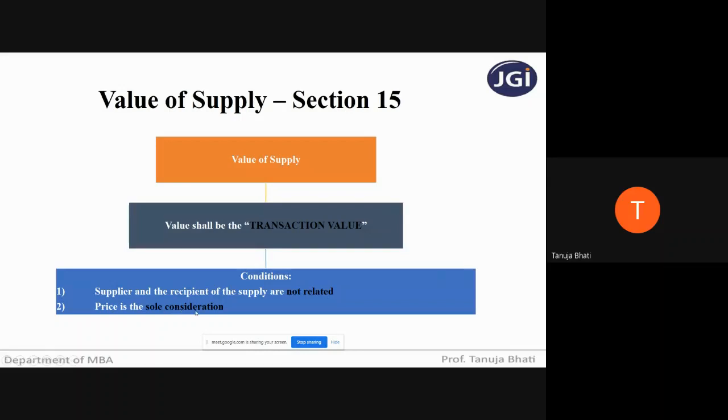Suppose students, supplier and recipient are related and price is not the sole consideration, suppose they are giving the consideration in a non-monetary form, then what will be the value on which GST should be charged? For that, there are separate rules that you have to follow for charging GST. So today we'll just be seeing that when these two conditions are met, the value will be the transaction value, and how to calculate this transaction value.